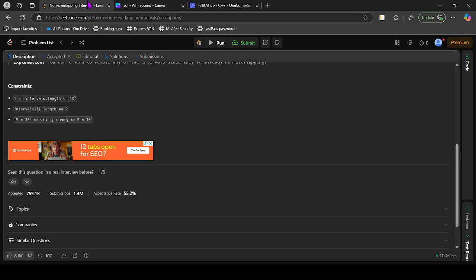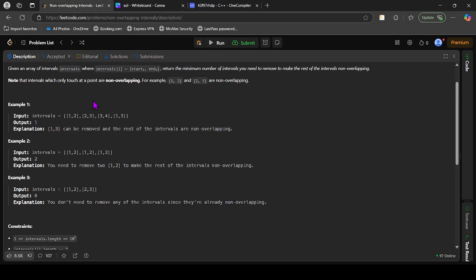So the question is asking us to remove the minimum number of intervals so that the rest of the intervals are non-overlapping. For example, the array is [1, 2], [2, 3], [3, 4] and [1, 3]. If we just remove [1, 3], these all will be non-overlapping because it is given that two intervals with only a single overlap point are considered non-overlapping, because [1, 2] and [2, 3] are non-overlapping and [2, 3] and [3, 4] are non-overlapping as well. So if we just remove [1, 3], these three are non-overlapping and the answer is 1.